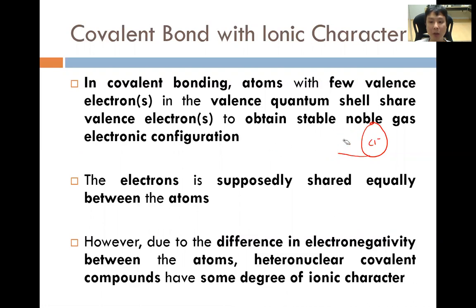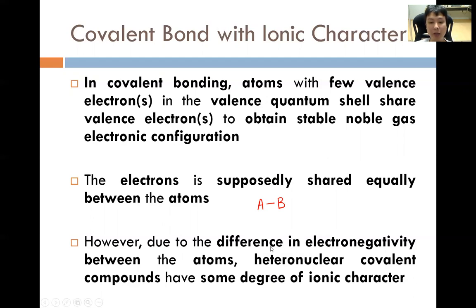Some covalent bonds can have ionic character. In a covalent bond, atoms with few valence electrons in the valence quantum shell can share their valence electrons to obtain a stable noble gas electronic configuration. That's the reason why they form covalent bonds. The electrons are supposedly shared equally between the atoms. However, in a covalent bond, it can be atom A forming a covalent bond with atom B, and if the two atoms are not the same atom, then they can have a difference in electronegativity, and as a result there will be some degree of ionic character in this covalent bond. Let me explain a bit more.